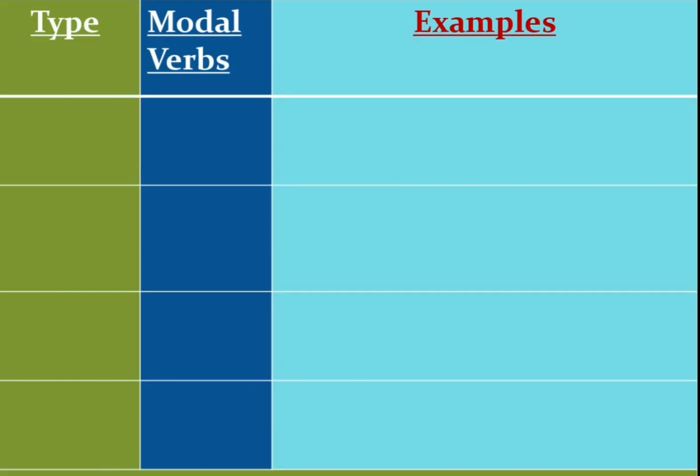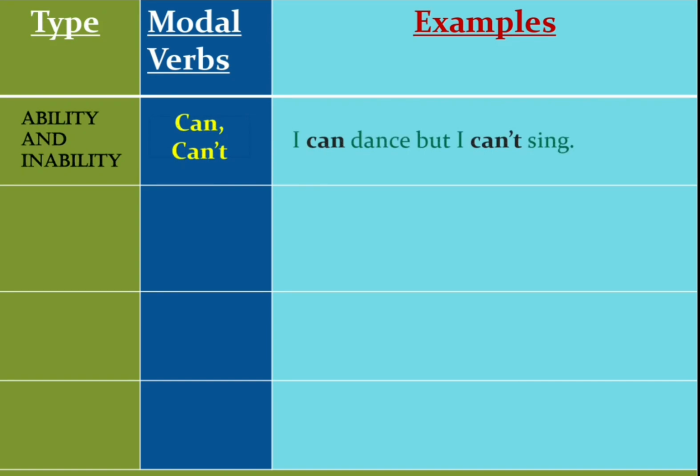Now let's understand this with the help of some examples. You can see there are three columns. The first column indicates type, the second column indicates modal verbs, and the third column indicates the examples. Now the first type is based on ability and inability. Here, can expresses the ability to do something, while cannot or can't expresses the inability to do something. For example, I can dance, but I can't sing. Here, can and can't are the modal verbs.